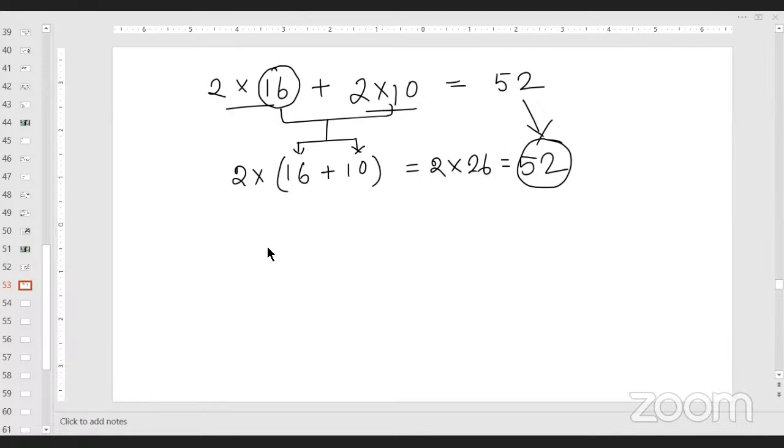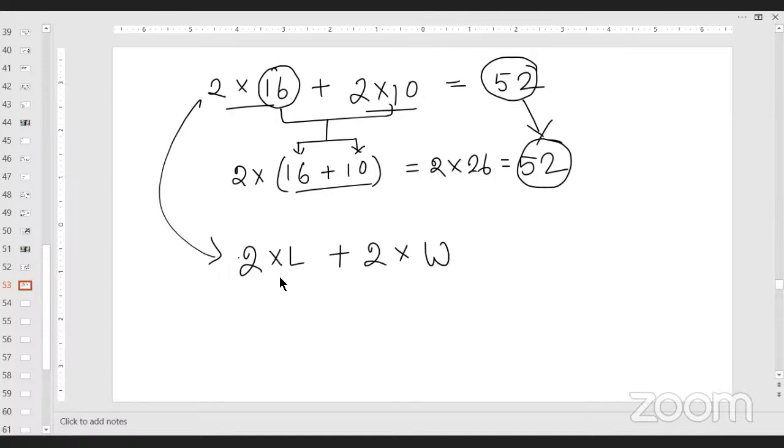Now we do understand that if we multiply first and add later, we are going to get 52. But if we add first and multiply later, we are also going to get this, right? So what we have got from here, we wrote 2 multiplied by L plus 2 multiplied by W. Instead of these, we can add these two, L plus W, and multiply by 2, and we are going to get the same result, right?